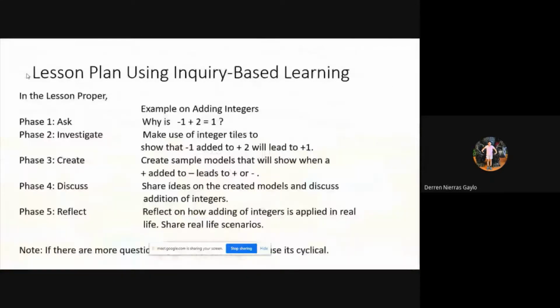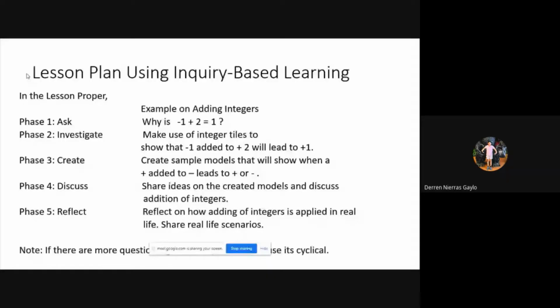So in this part, I have here a sample lesson plan using inquiry-based learning. This is not the normal lesson plan that we have because here is considered the proper, and I just give here the scenario on how to do activities with the different phases. So in your lesson plan, you still need to follow the usual lesson plan that we have that starts with objective, subject matter, lesson proper, and then the assessment, and then the assignment or whatever.